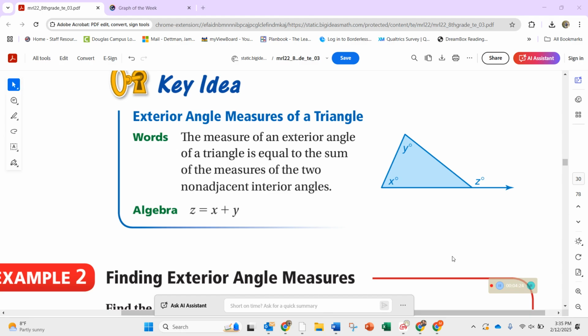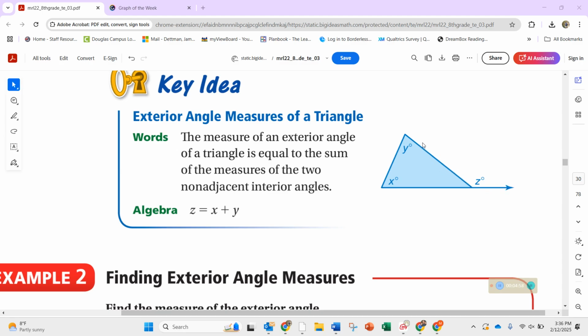This is another key term. You're going to want to have this picture and definition in your notes because it's new and we're learning new things. So it says exterior angle measures of a triangle. So what does it say? The measure of an exterior angle of a triangle is equal to the sum of the measures of the two non-adjacent interior angles. So you're seeing here Z. What does Z equal? It equals X plus Y. So whatever X is and Y is, that's going to equal whatever this angle is.